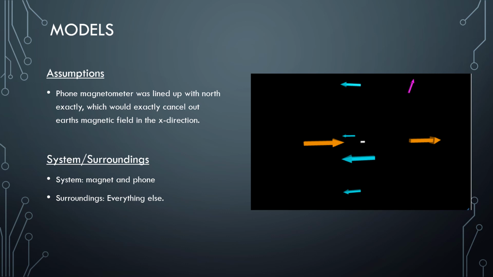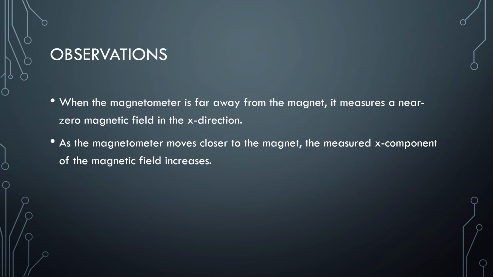The system here is the magnet and the phone. The surroundings is everything else. The observation noticed for this lab is that when the magnetometer is far away from the magnet, it measures a near zero magnetic field in the x direction. As the magnetometer moves closer to the magnet, the measured x component of the magnetic field increases.